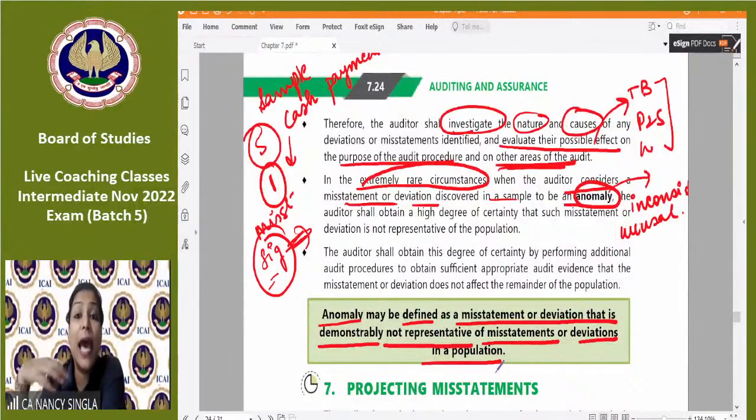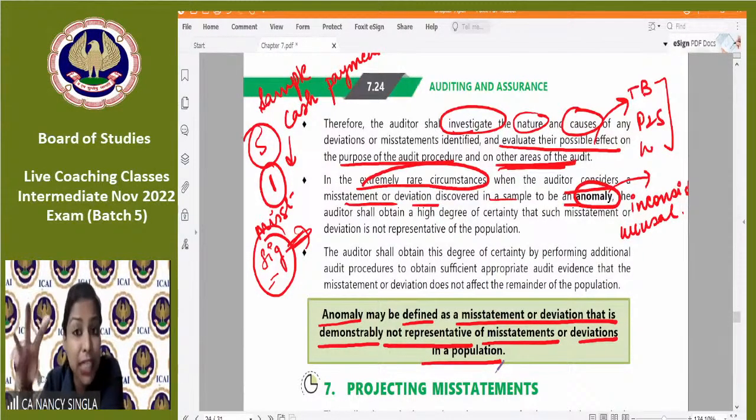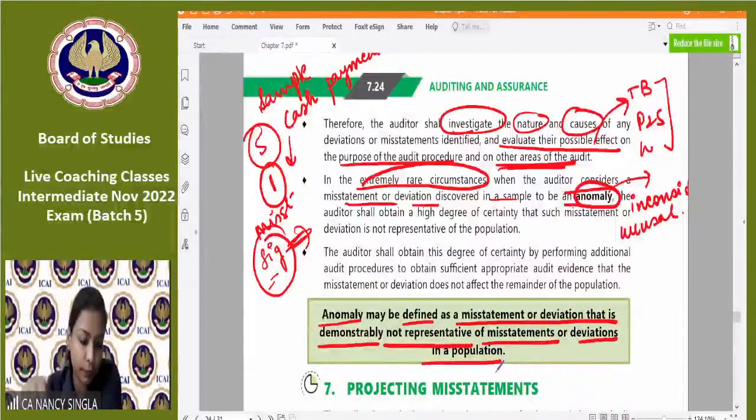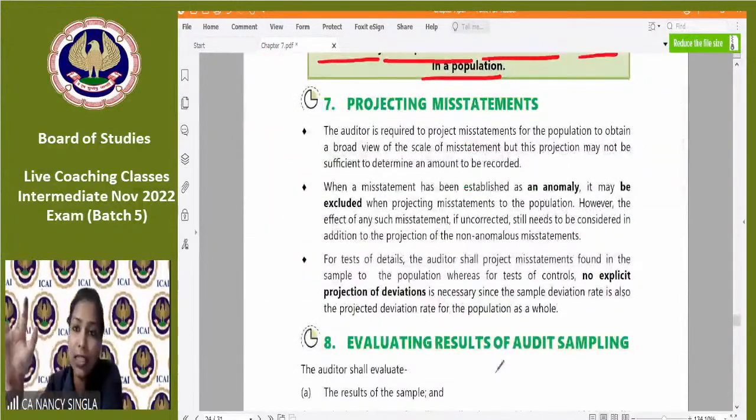ठीक है? And in extremely rare circumstances, earthquake daily थोड़ी ना आता है, shifting बार बार थोड़ी ना होती है. Extremely rare circumstances, it might be possible that एक misstatement आया, but that is not representative of the entire population. So auditor, you need to consider anomaly separately. Clear? Anomaly को कैसे consider करना है? We will discuss in the next topic, which is what? Projecting misstatement. ठीक है? Listen to the entire discussion as a story. You will be able to understand each and everything.